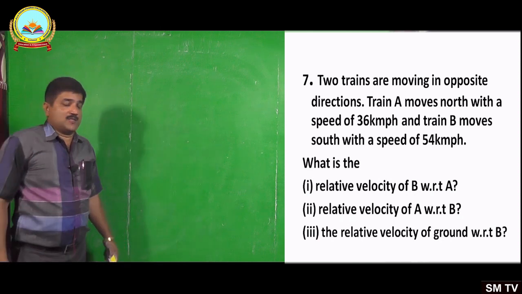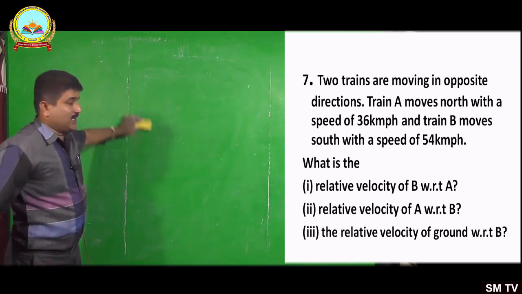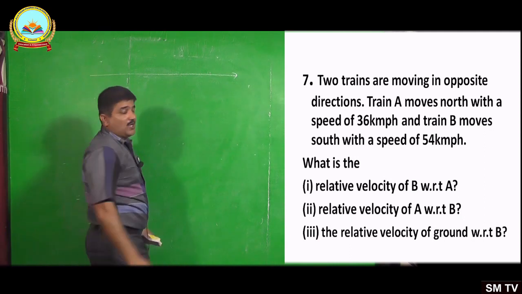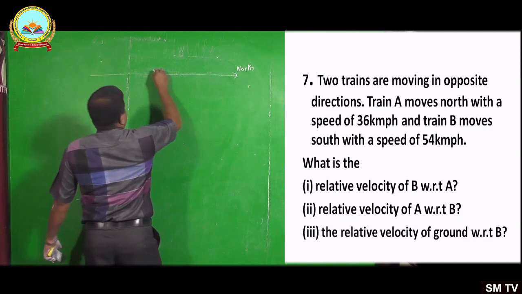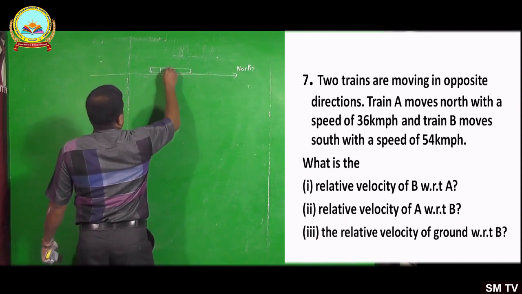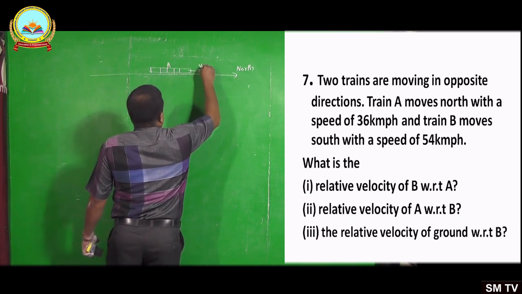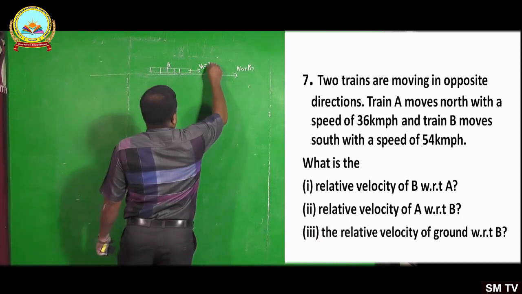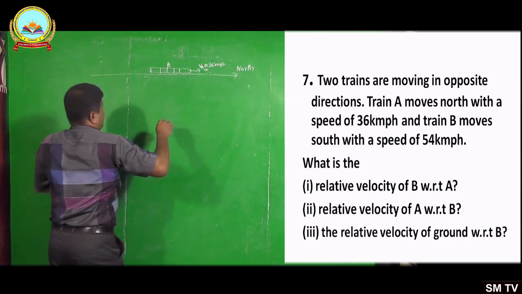So these are three calculations. I will choose the x-axis as the direction, and the right side I will take as the north direction. So this side I will take as north, that is, train A moving like this towards north, with a velocity. They gave the speed 36 kmph. 36 kmph I will take as plus 36.